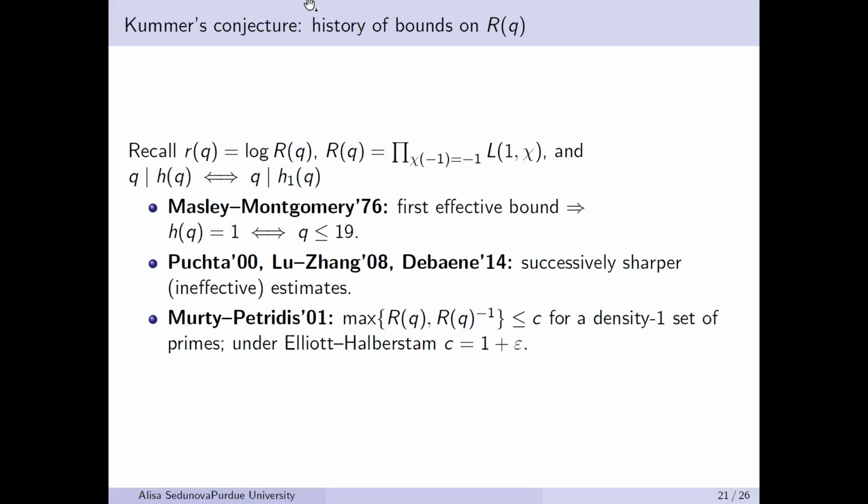Let me tell you a little bit about what was known about the bounds on R of q. In 76, there was a first effective bound, which tells you that if h of q, the plus class number, is equal to 1, then q is small. Then there were multiple sharper ineffective estimates. Finally, in 2001, there was a result that the maximum of R of q and 1 over R of q is less than or equal to a constant for a density 1 set of primes. And this can be made into 1 plus epsilon under Elliott-Halberstam.